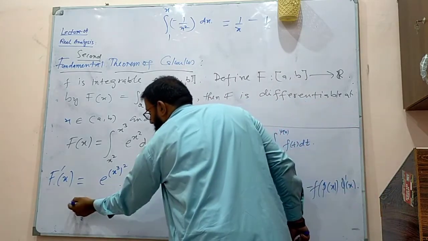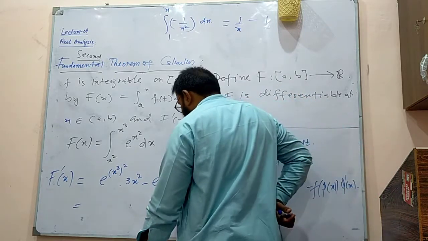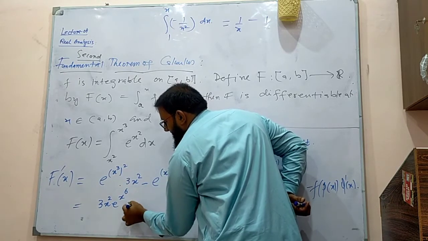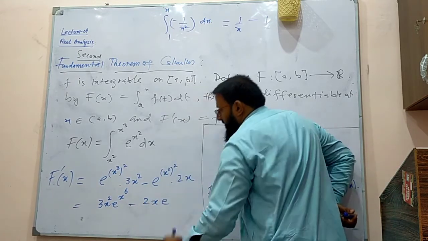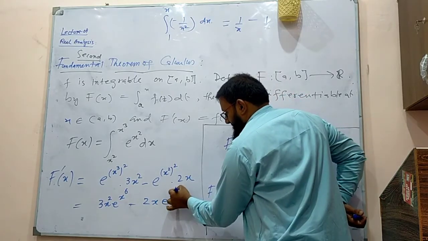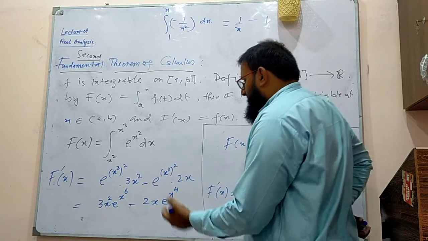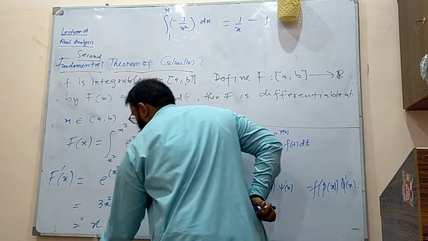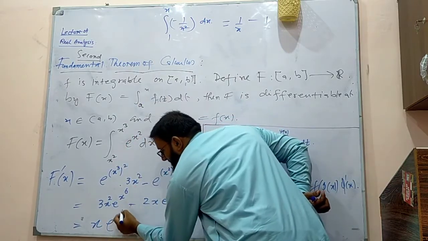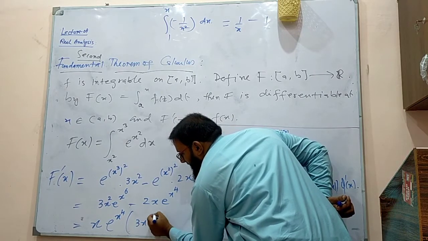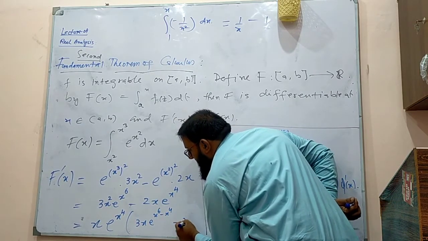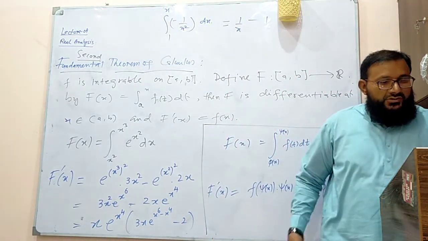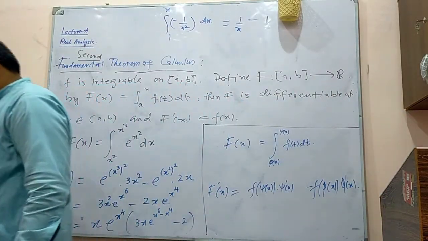So what does this become? 3x square e power x power 6, minus 2x e power x power 4. We can rewrite this into other forms as well: x e power x power 4 times (3x e power x power 6 minus x power 4 minus 2). Rewrite it in whatever form you like. Any question? This is the second fundamental theorem of calculus.